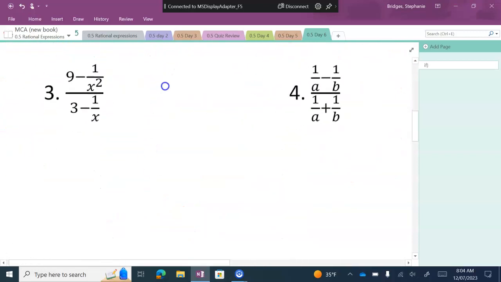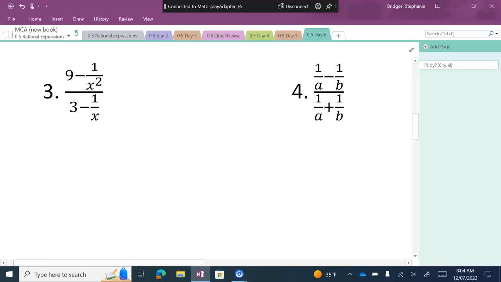I want you to try number 3. Okay, we'll do 4 together, but I want you to try number 3. Look at your smaller fraction. Come up with your common denominator. To turn this into a fraction.